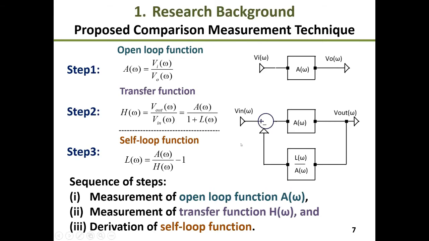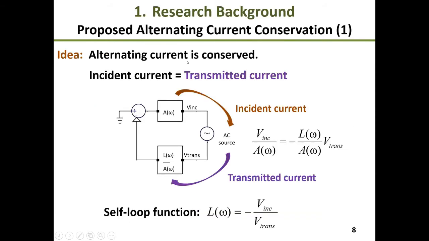In another way, if we want to verify or check the behavior of an open loop function, we can measure the loop gain function, and then we measure the transfer function, and after that we can define the behavior of an open loop function. So in this work, we try to emphasize the alternating current conversation, because it can be used in simulation or in practical measurement. And the basic concept is the incident current is equal to the transmitted current.